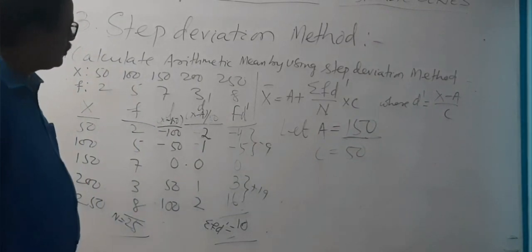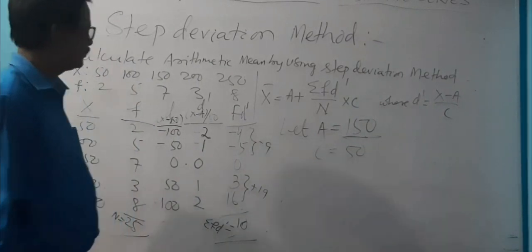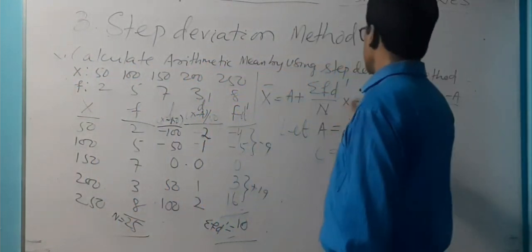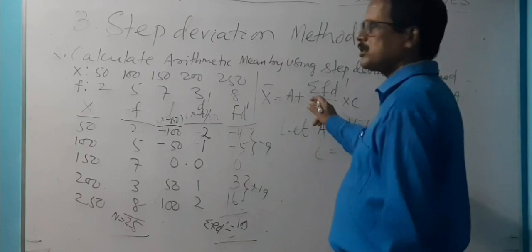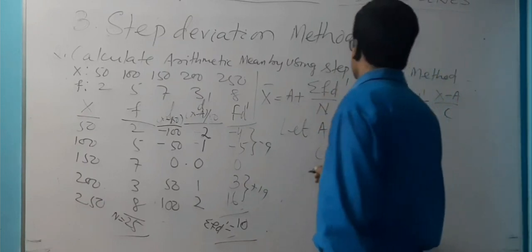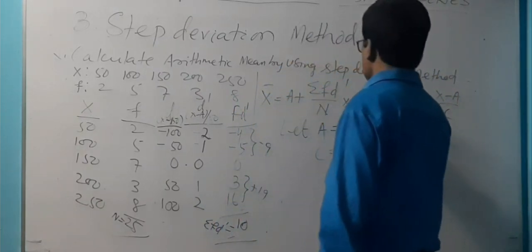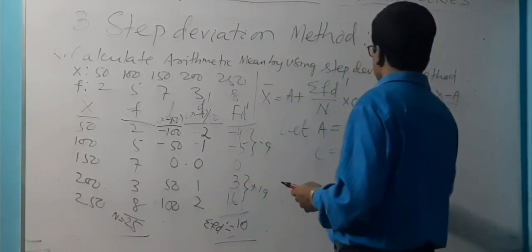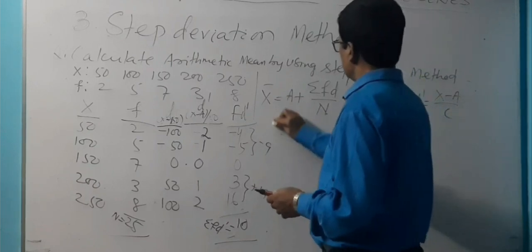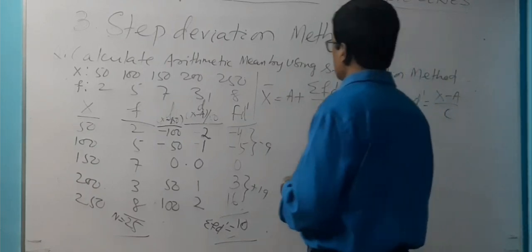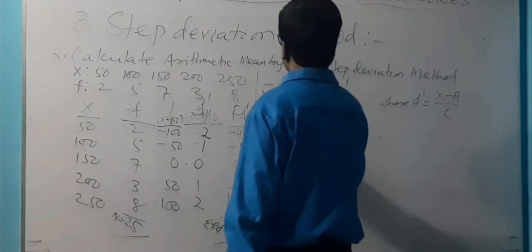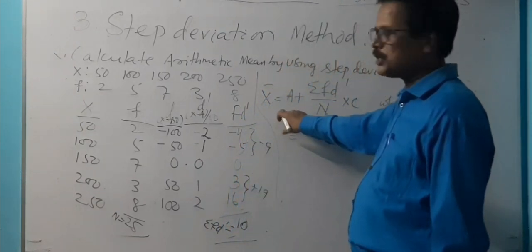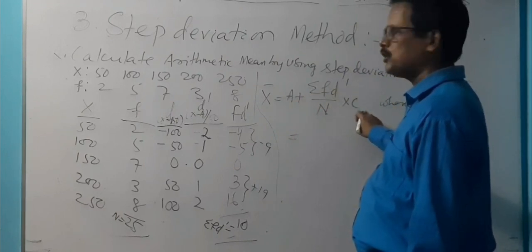Summation FD dash is equal to 10. Now put the value in the formula. X bar is equal to A plus summation FD dash by N into C. How much will it come to? I can write X bar is equal to A plus summation FD dash by N into C.